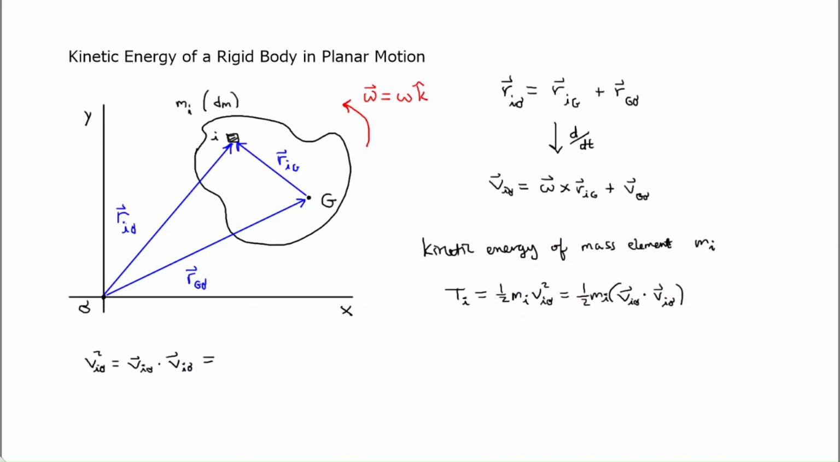Let's take a look at some more mechanical engineering here, or definitely a lot of physics here, and figure out the kinetic energy of a rigid body in planar motion. Now, if you've had introductory physics, you might suspect correctly that there's going to be a contribution due to the translational motion of the body, and we're going to keep track of that via its center of mass, which I've labeled G. But there's also going to be a rotational component to this kinetic energy.